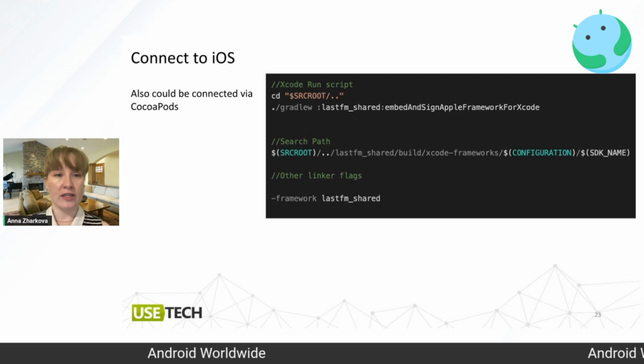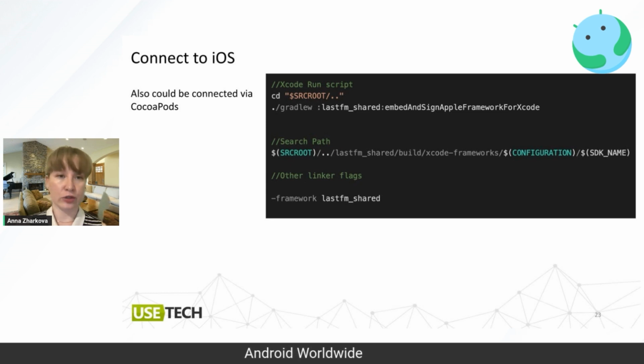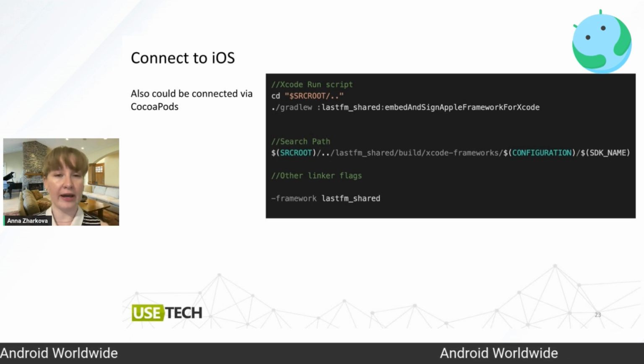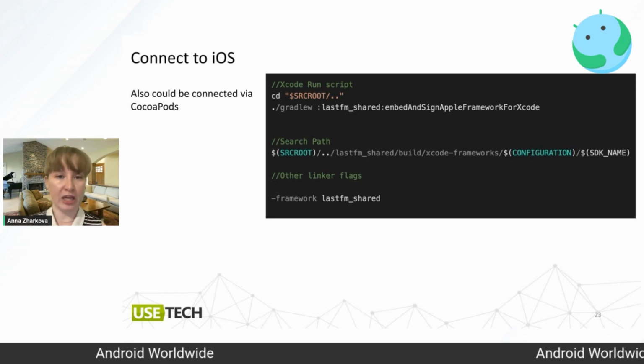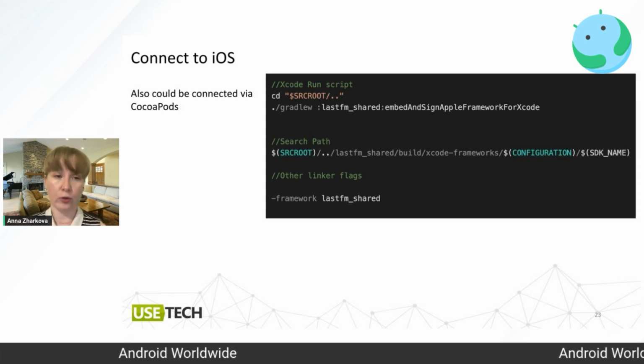And to connect with iOS, we need to provide a special section in Xcode. It is a Run Script, a new script, and in this script we need to provide the path to our Gradle script and the name of the task to compile our code into a regular framework and embed it in the Xcode application. Also, we need to specify the path to search this SDK, and also provide linker flags to make it work correctly. Also, you could use CocoaPods if you turn your common module into a CocoaPods module.